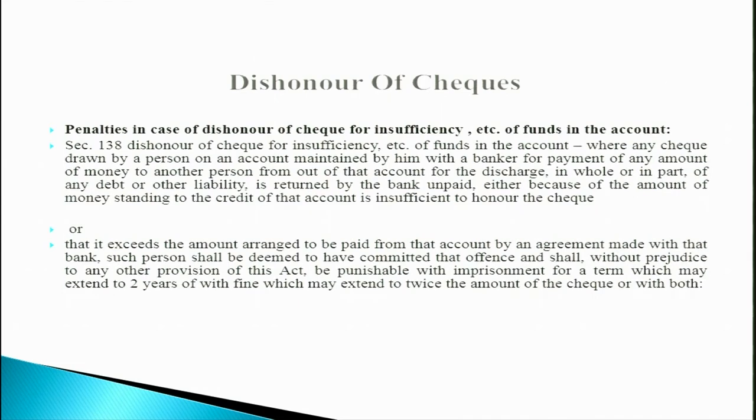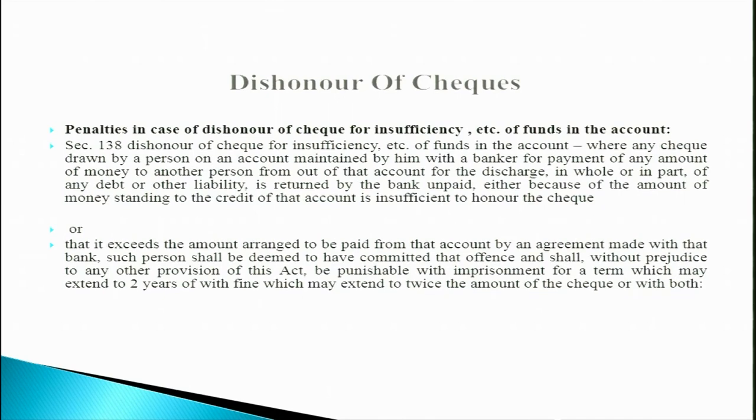Section 138, dishonor of check for insufficiency of funds in the account: where any check drawn by a person on an account maintained by him with a banker for payment of any amount of money to any person out of that account for the discharge in whole or in part of any debt or other liability is returned by the bank unpaid, either because the amount of money standing to the credit of that account is insufficient to honor the check, the amount is not enough in the bank, or that it exceeds the amount arranged to be paid from the account by an agreement made with that bank.